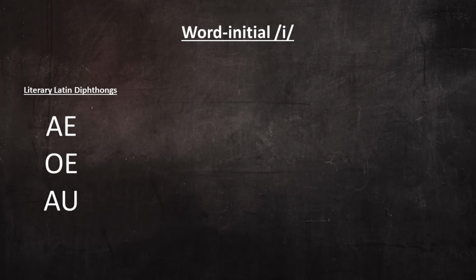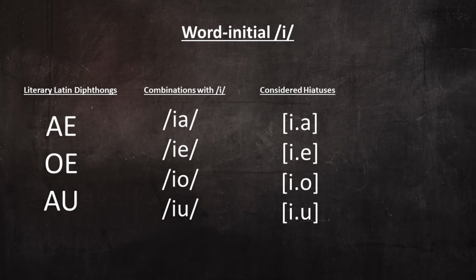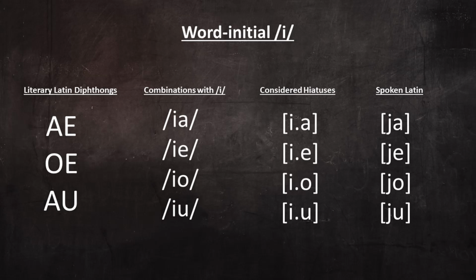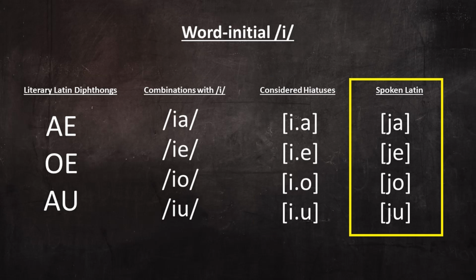Word initial I. Literary Latin had only 3 diphthongs, and none of them started with I, so combinations of I plus another vowel were considered hiatuses. But in spoken Latin, these combinations came to be articulated as diphthongs, and the I was articulated as the glide y. So ia, ie, io, and iu became ya, ye, yo, and yu. This change from hiatus to diphthong was dependent on where in the word the vowel combination occurred, and it happened earliest in word initial position.